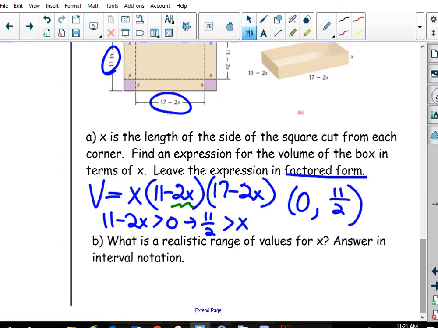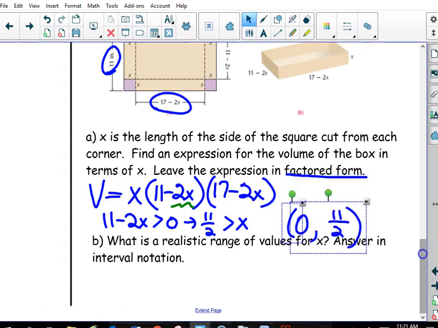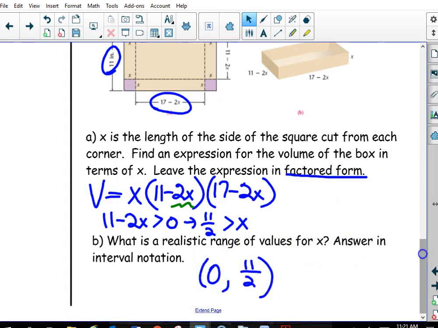I'm pretty sure they'll accept a decimal. And that answer goes down here. And we are done. See you in class.